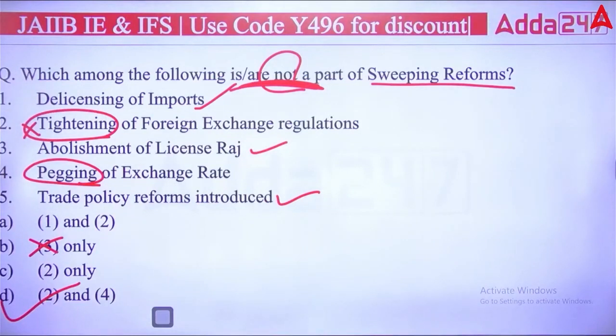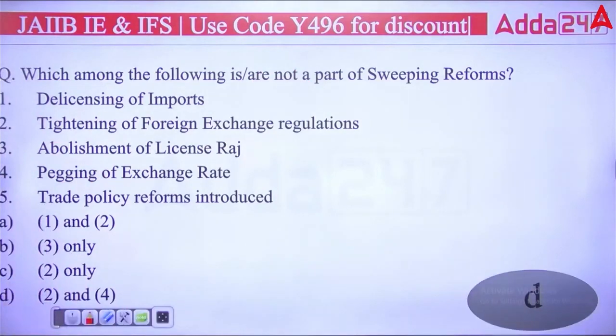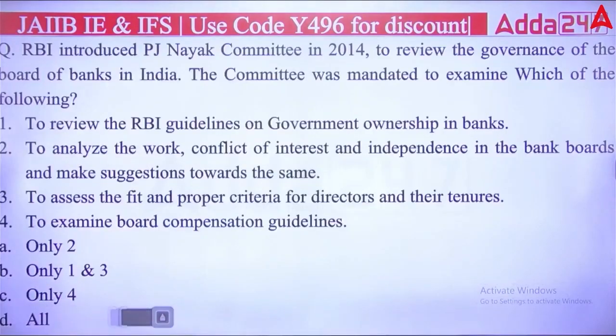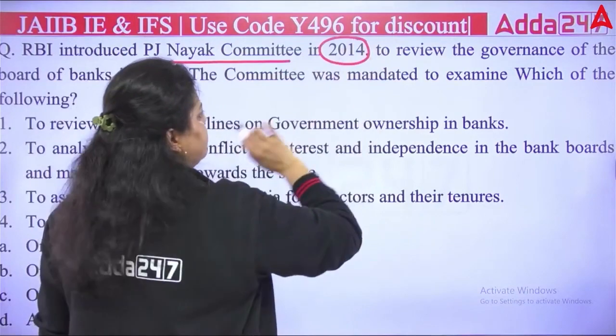reforms. So remember, all of the above are correct except second and fourth, because in the second it should be ease of foreign exchange regulation. And in case of the fourth, it should be unpegged exchange rate. So the right answer will be D. Second and fourth is incorrect. Clear? Next question.